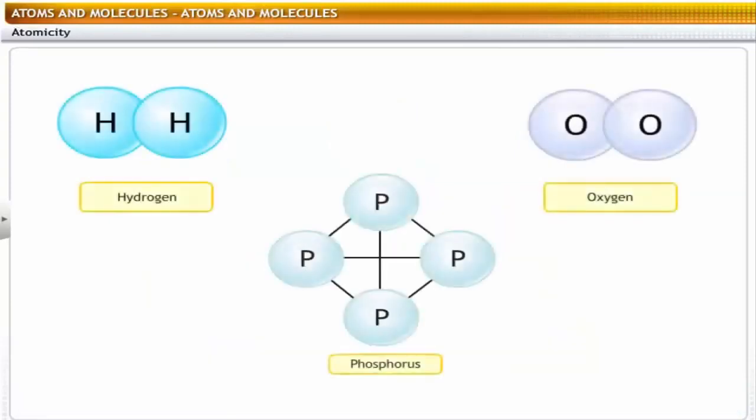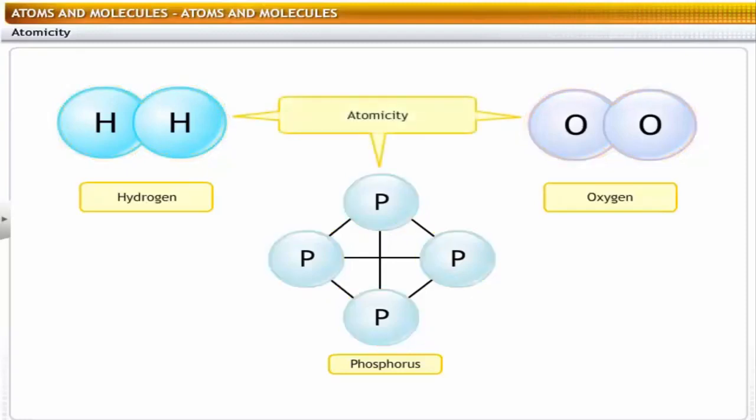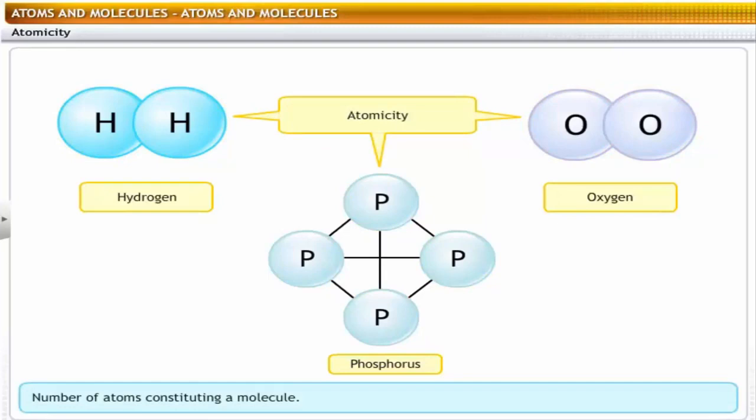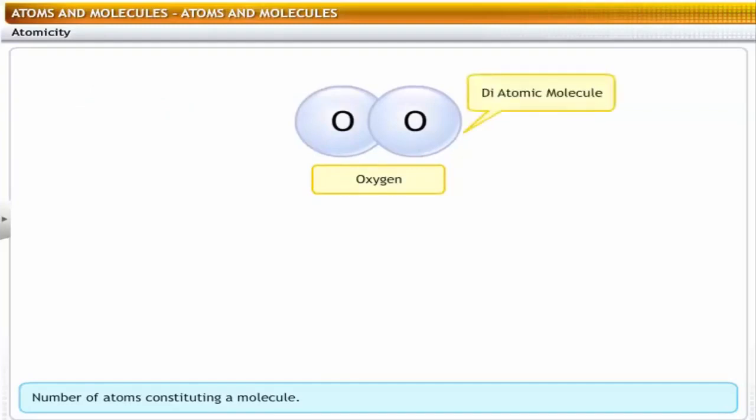Atoms combine to form molecules. The molecules of an element are constituted by the same type of atoms. For example, elements like hydrogen, oxygen, phosphorus have more than one atom in a molecule. This number is specific for an element and is known as its atomicity. Thus, the number of atoms constituting a molecule is referred to as atomicity. Let us look at some examples. An oxygen molecule has 2 atoms of oxygen and is known as a diatomic molecule.